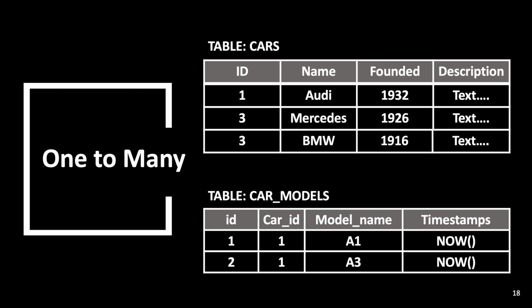We would keep our cars table just as it is, so the ID, name, founded, and description. But we create a new table called cars underscore model, which has its own unique ID, but the car ID, which refers to the ID in the table cars, it has a model name, and it has the timestamps.